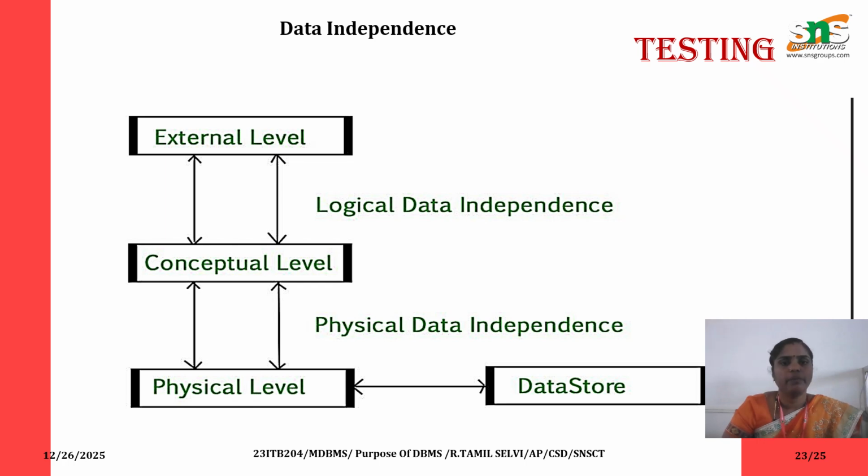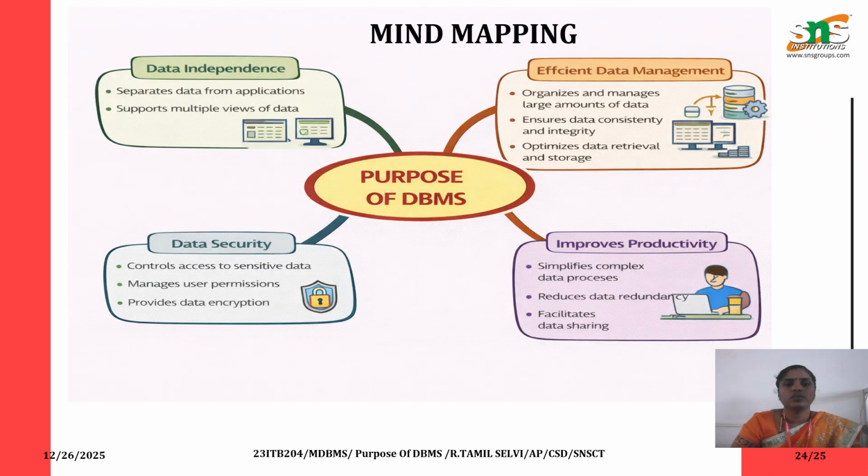Next one, data independence. In DBMS architecture, we have a concept that is data independence. We have two types of data independence. The first one is logical data independence, and the second one is physical data independence. If changes in the logical schema do not affect the user view, we call it logical data independence. And if changes in the physical storage do not affect the logical structure, then we call it physical data independence. So this is the mind map diagram for the purpose of DBMS.